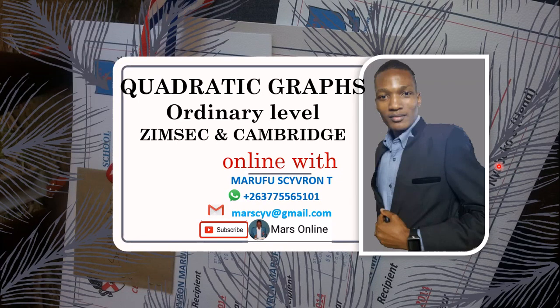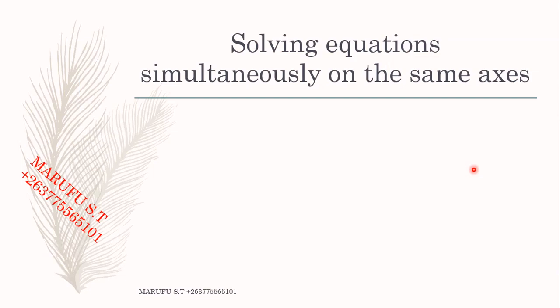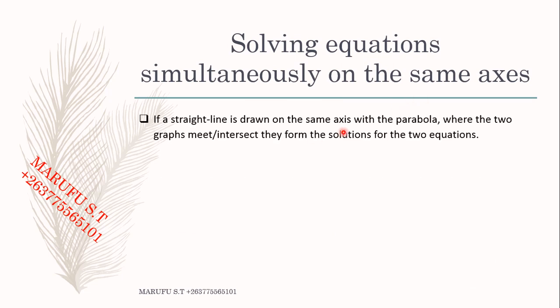Welcome to this lesson on quadratic graphs, where today we are talking about solving simultaneous equations on the same axis. When you draw two graphs, probably your curve and another line, where they meet or intersect, they form the solutions for those two equations. So you would have solved such equations simultaneously.